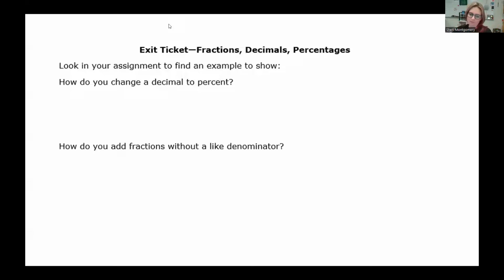For this exit ticket, which should have been a really easy grade for us, the first one was, how do you change a decimal to a percent? So how do you do it? Okay, you move the decimal. Yep. And then how do you add fractions without a like denominator? You got to make them alike, and then you can add them together. If you didn't turn that in, please make sure that you do. It's a really easy grade.